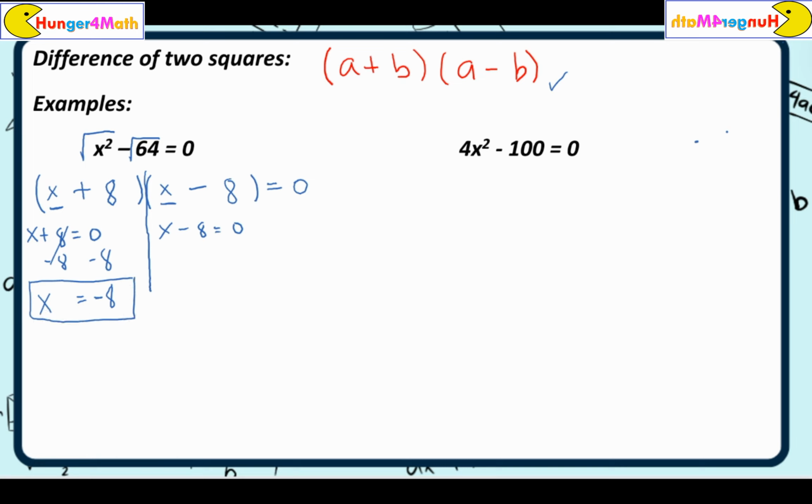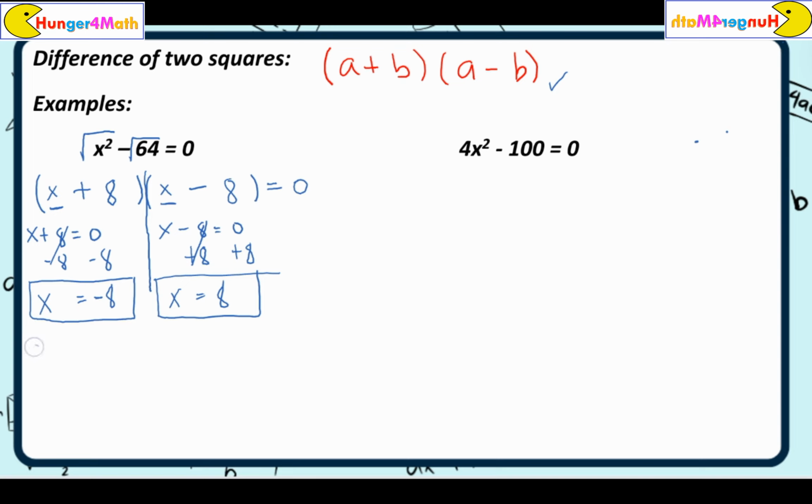Then the second is x minus 8 is equal to 0. So we add 8 to both sides of the equation. Then bring down x. This will become x is equal to 8. So the second value of x is 8.